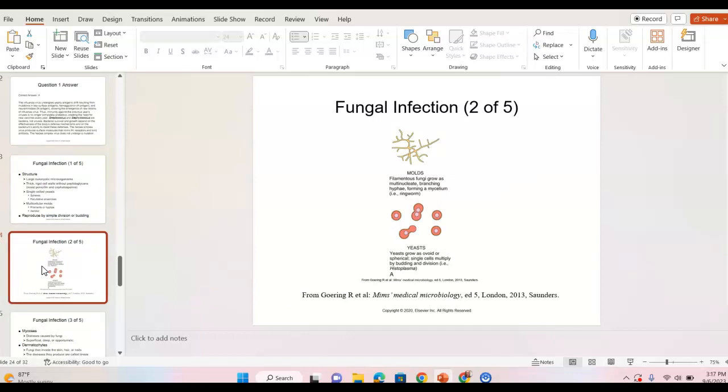This is the basic structure of them. You can see the mold at the top has those filaments, which look like little arms sticking out, as opposed to yeast, which are more spherical.